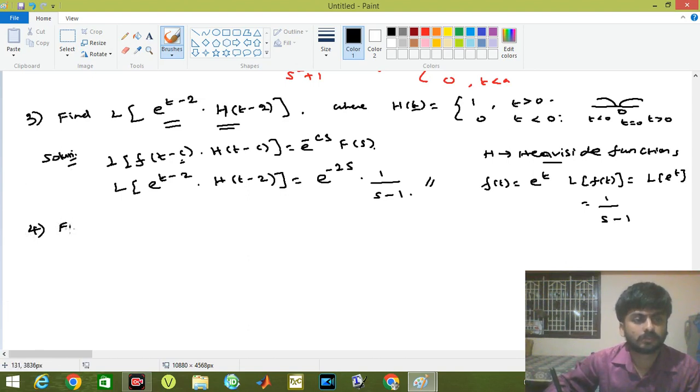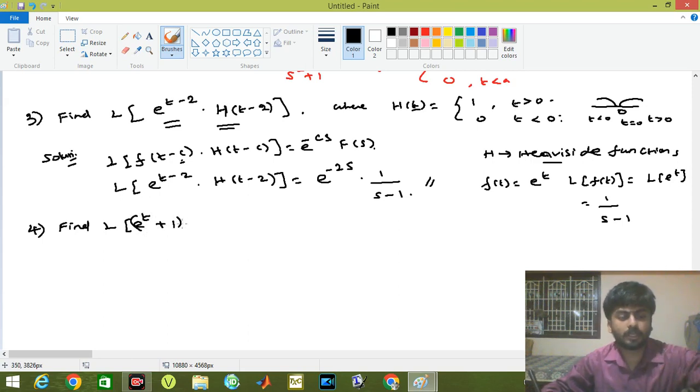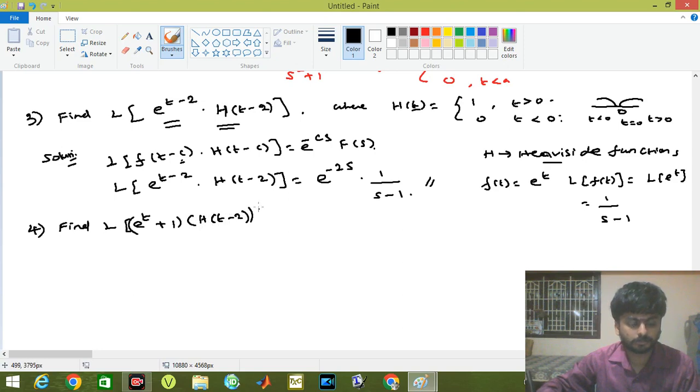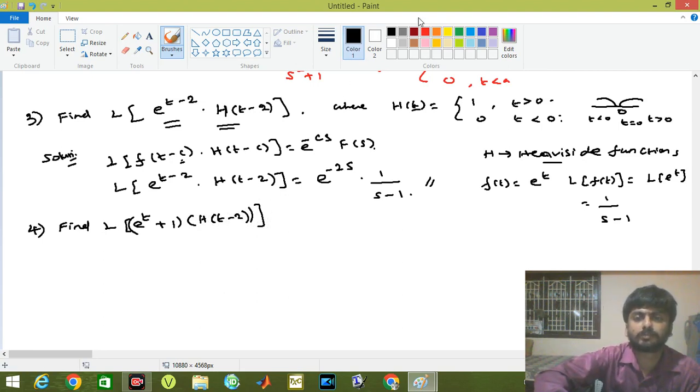Find L of e power t plus 1 into h of t minus 2. So this is what we are going to find now. So here also h of t will have 1, 0.